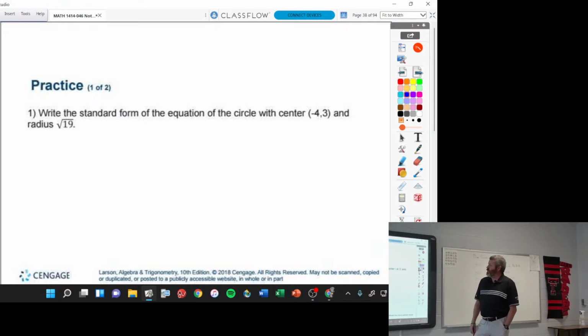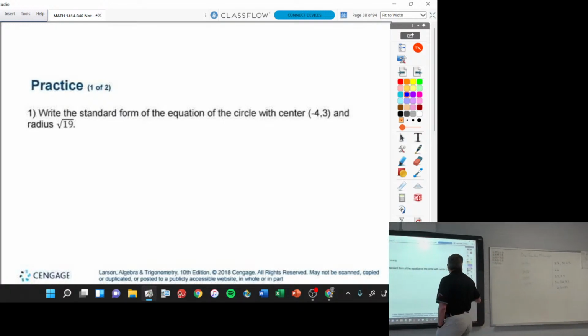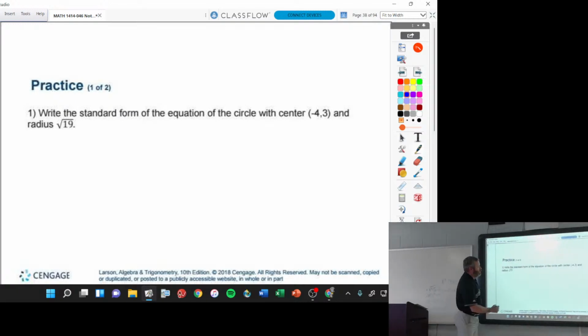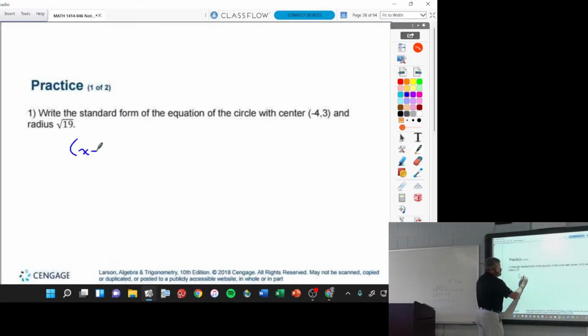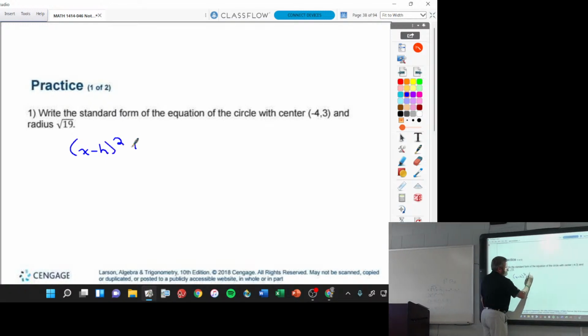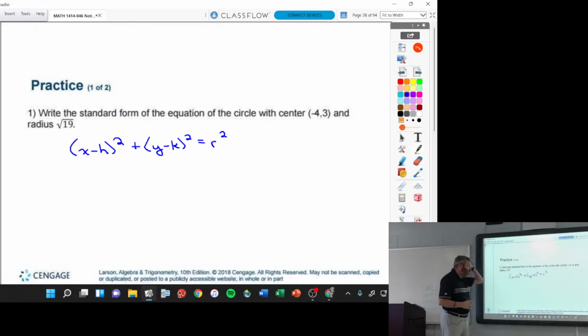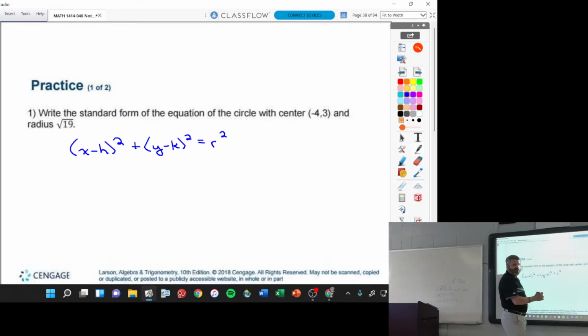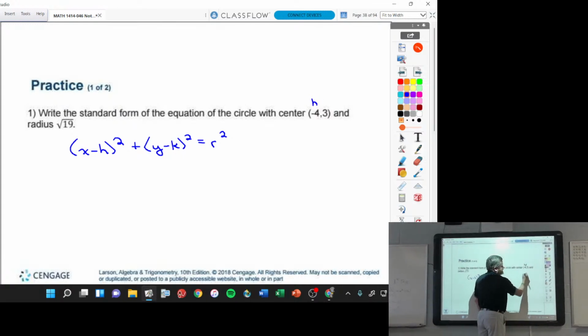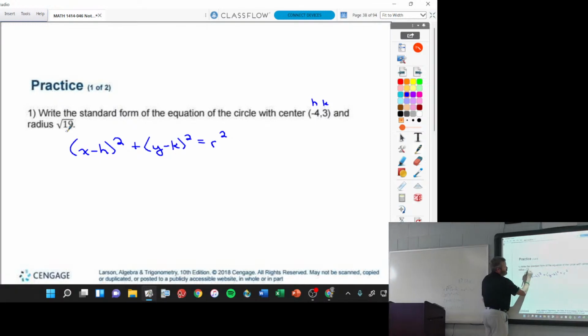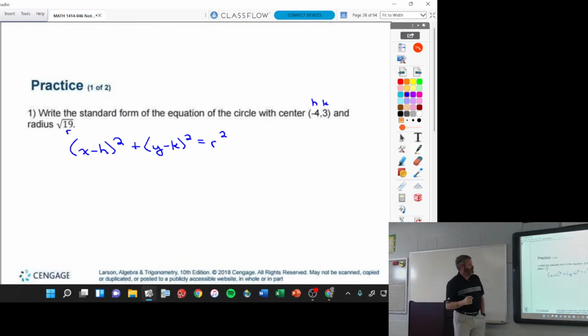Write the standard form of the equation of the circle with center negative 4, 3, and radius the square root of 19. Okay, so again, standard form of a circle takes the form (x - h) squared plus (y - k) squared equals r squared. Now what did they give me? They gave me the center negative 4, 3, so I know that h is negative 4 and k is 3. And they gave me the radius. They told me that r is the square root of 19.